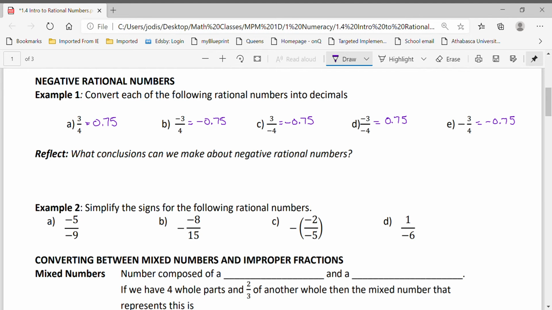So some conclusions that we can make about negative rational numbers is that they are the same as division of integers, right? If we have a negative divided by a negative, we get a positive. If we have a positive divided by a negative, we still get a negative, right?